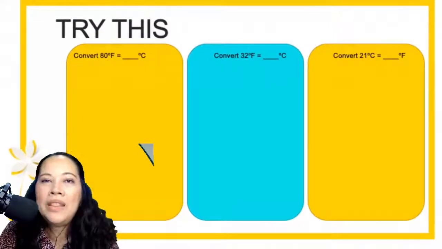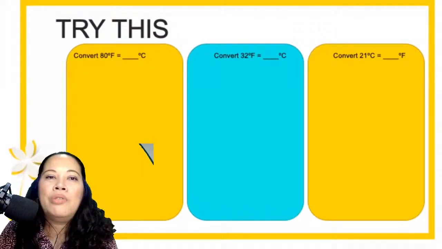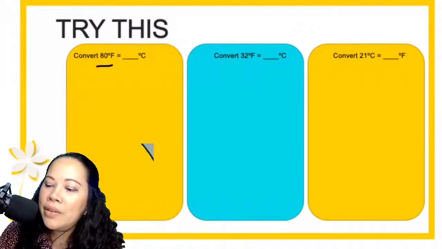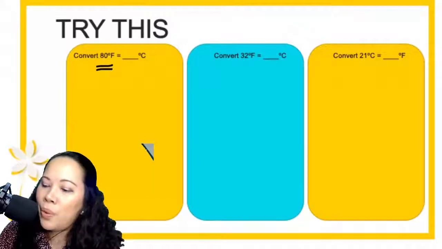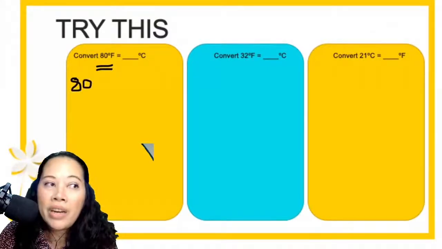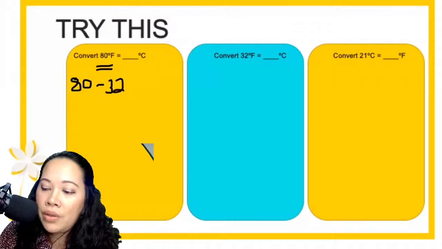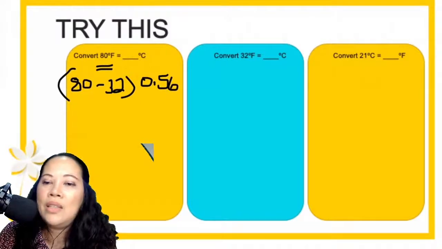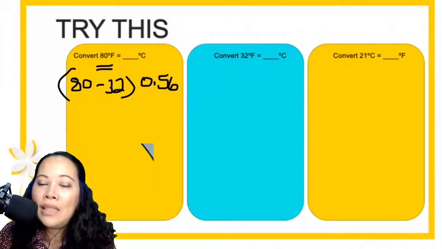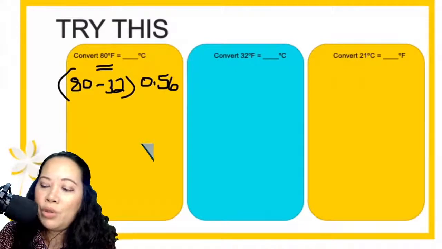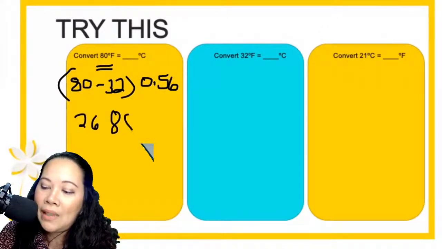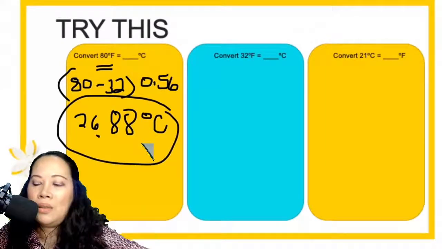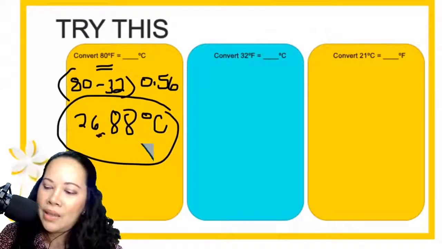Okay. And this is the last one that we have, conversion with Fahrenheit to degrees Celsius. So 80 degrees Fahrenheit to degrees Celsius. So we have 80 Fahrenheit minus 32 times 0.56. That means that 80 degrees Fahrenheit is actually equivalent to 26.88 degrees Celsius.